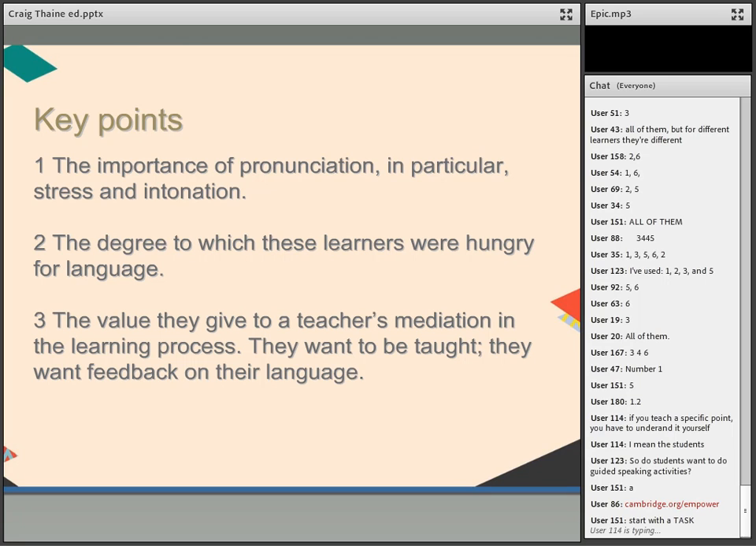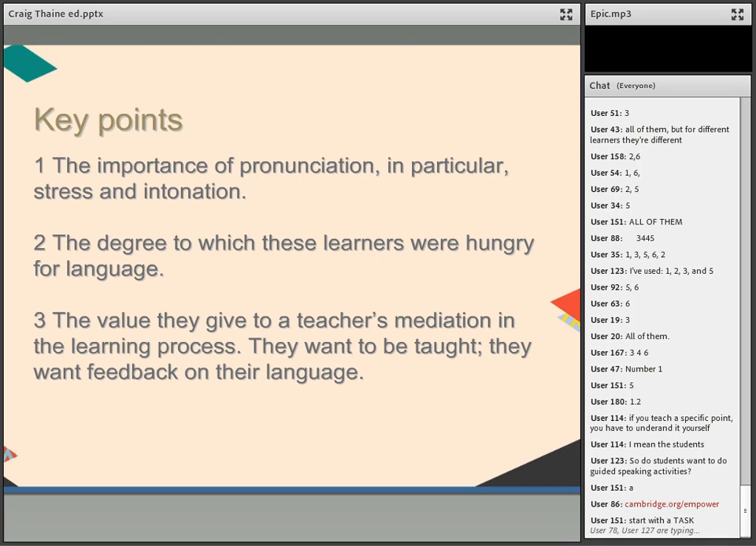So we've come to some final points here. As I said, these points cannot be generalized to embrace all advanced learners. These are merely the key points arising from my case study, and this is just information that I wanted to share with you to get you thinking about your own advanced level learners.